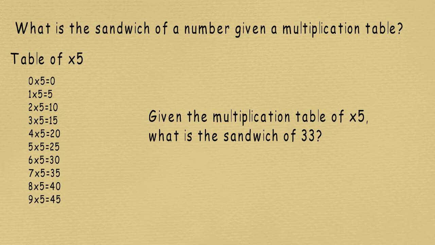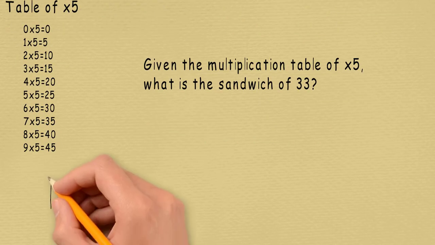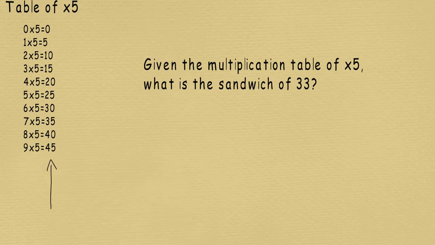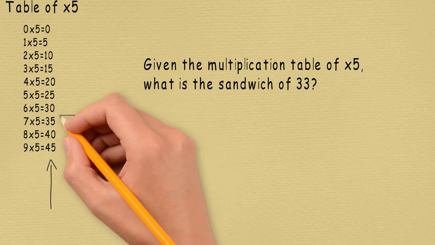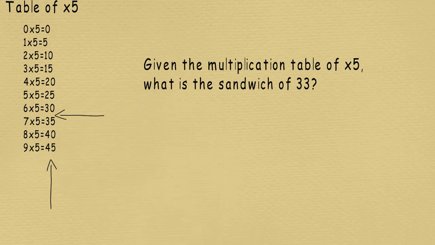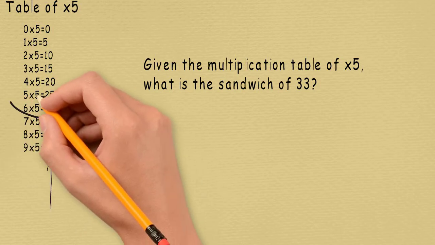Well, looking at the table, and specifically looking at the numbers 0, 5, 10, 15, 20, 25, 30, 35, 40, 45. Just looking at these numbers, could you please tell me where you will place the number 33? Well, I will place the number 33 in between the numbers 30 and 35. So now, looking at the numbers 30 and 35, we're going to choose the smallest of those two numbers. Obviously, 30 is the smallest number. Therefore, the sandwich of 33 is 6 times 5 equals 30.